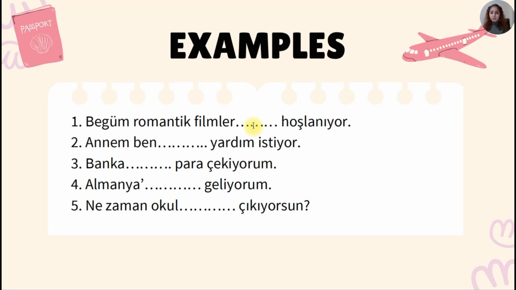Bankadan para çekiyorum. Para çekmek is a verb which is withdraw money. And I am withdrawing money from the bank. Bankadan. Almanya'dan geliyorum. I'm coming from Germany. Almanya'dan geliyorum. Ne zaman okuldan çıkıyorsun? When do you leave school? And we say, when do you leave from the school? Ne zaman okuldan çıkıyorsun? Okay.